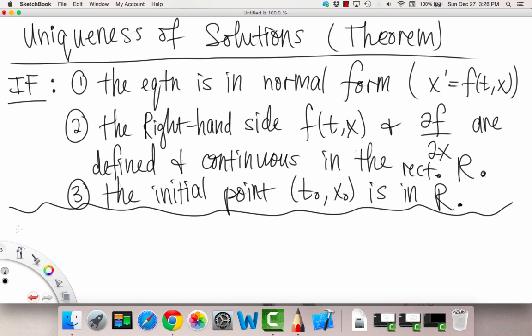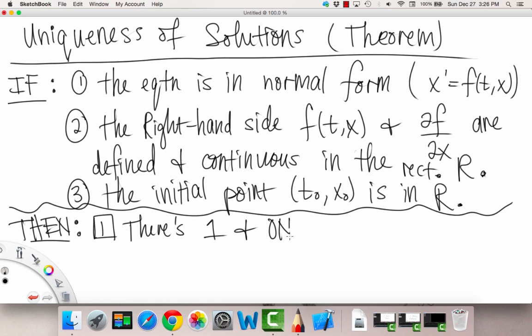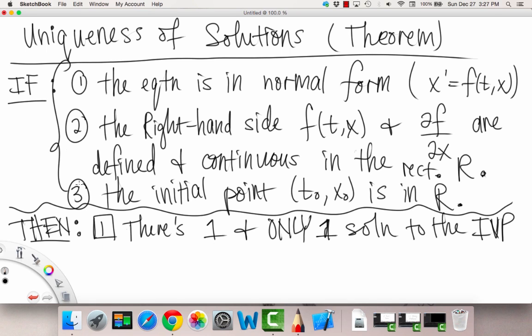Then we have our then statements, which are conclusions, what the theorem actually guarantees. We have 2 conclusions. The first one is pretty important: there's one and only one solution to the IVP, the initial value problem. This is the uniqueness part. If the hypotheses are satisfied, the theorem applies and guarantees that there is one and only one solution to this initial value problem. There can't be 2 solutions to the same initial value problem.